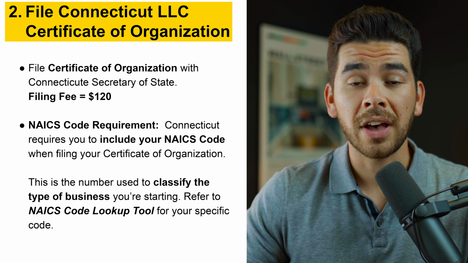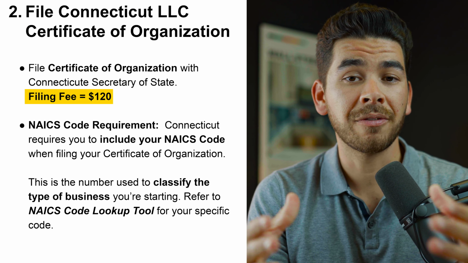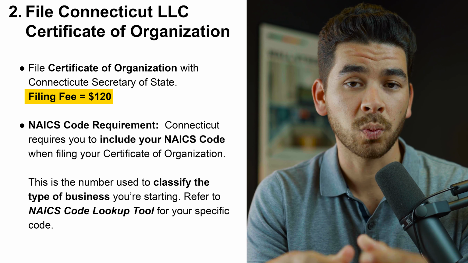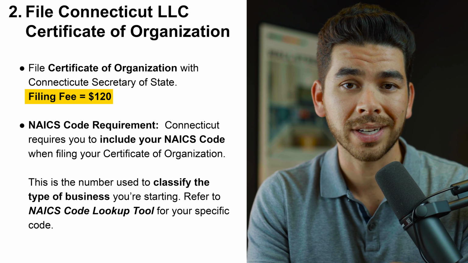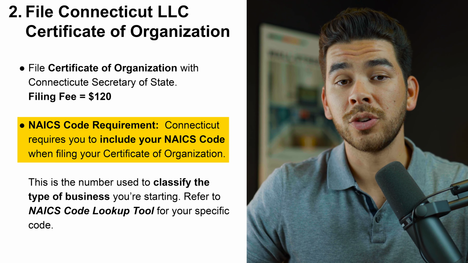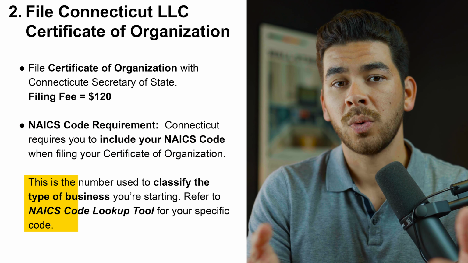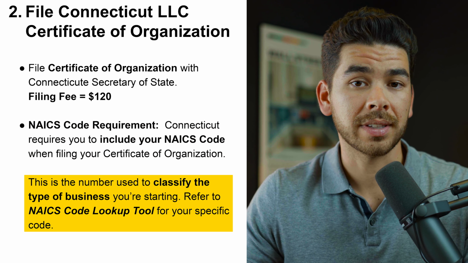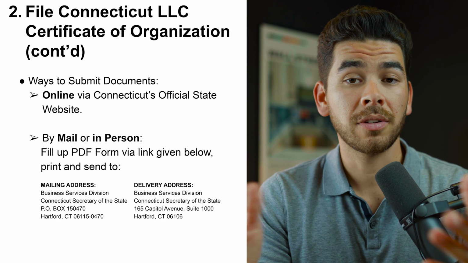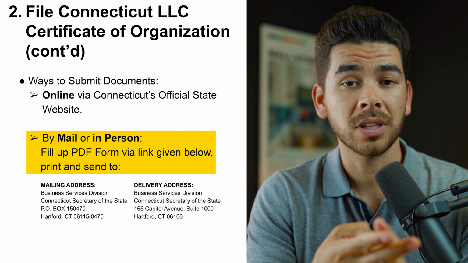Step number 2 is to file your certificate of organization. The filing fee for this in the state of Connecticut is $120, and that's a one-time fee. And you're going to be required to include your NAICS code, which classifies your business into a certain sector. So be sure to do some research on that. To file, you can file online, in person, or by mail.